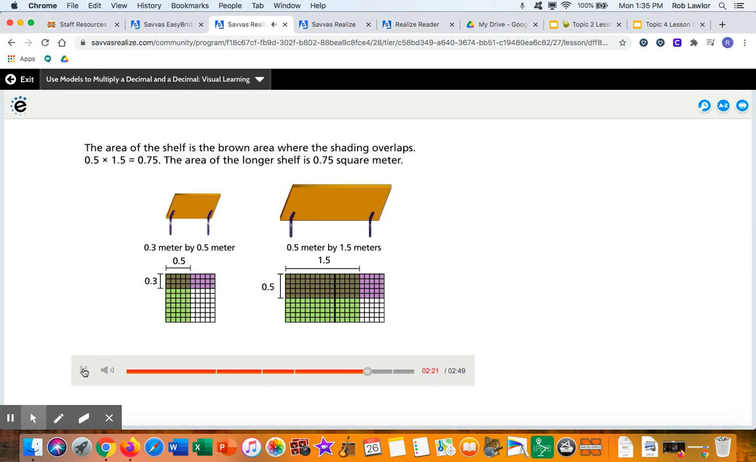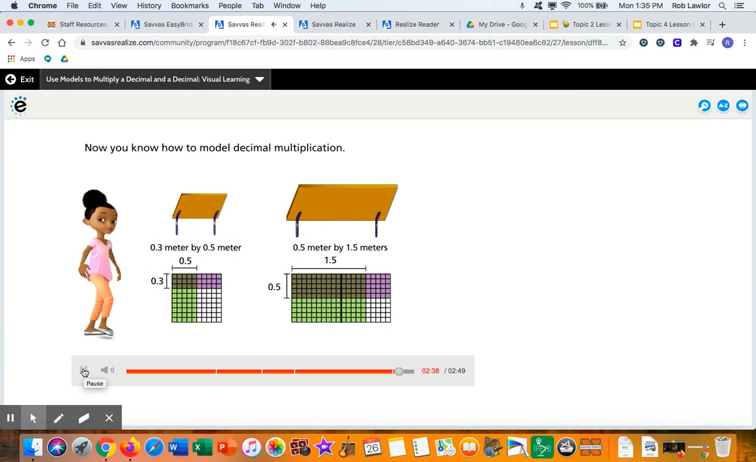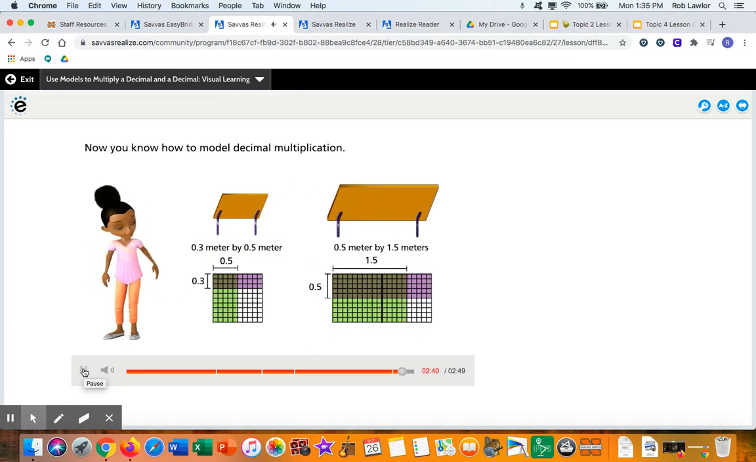The area of the shelf is the brown area where the shading overlaps. 5/10 times 1 5/10 is equal to 75 hundredths. The area of the longer shelf is 75 hundredths square meter. Now you know how to model decimal multiplication.